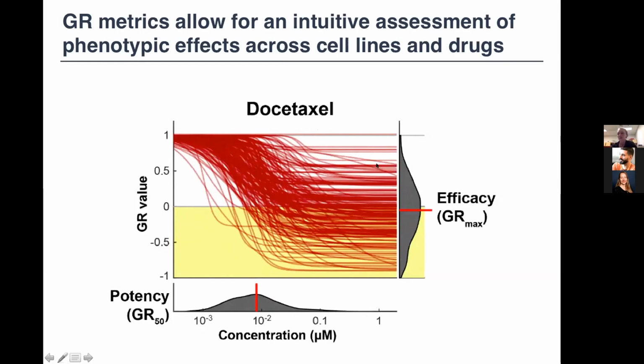And in addition to seeing broad variation in the efficacy of docetaxel across breast cancer cell lines, we also see a really broad range of potencies. And so this is captured by looking at the GR50 value, which is essentially equivalent, at least conceptually, to the IC50 value of a conventional dose response curve.